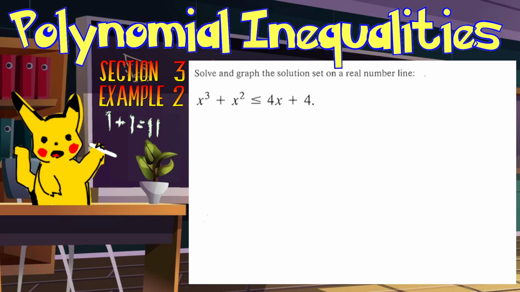So what we want to do is get our inequality to have 0 on one side before we do anything else. So x cubed plus x squared minus 4x minus 4 is less than or equal to 0. Now, if I had like terms, obviously I would combine them and keep it in standard form.